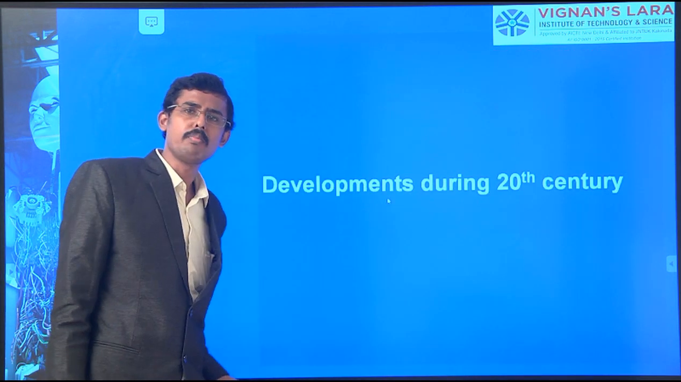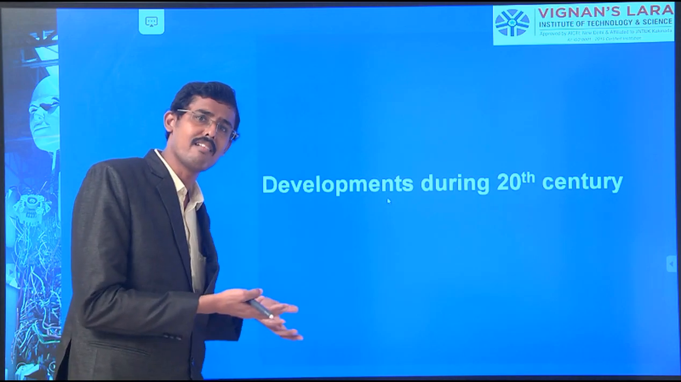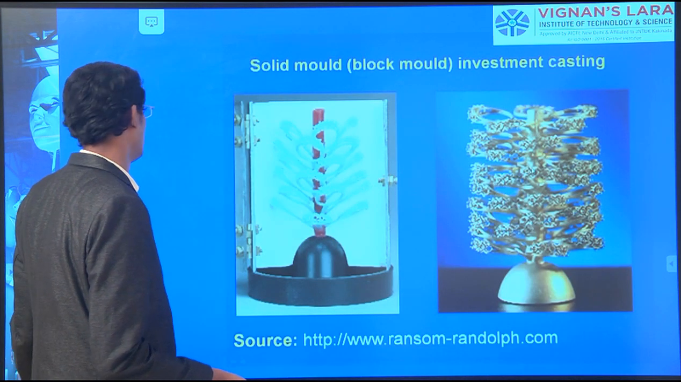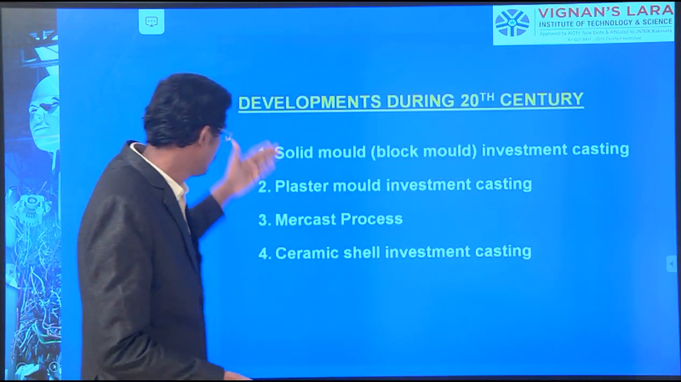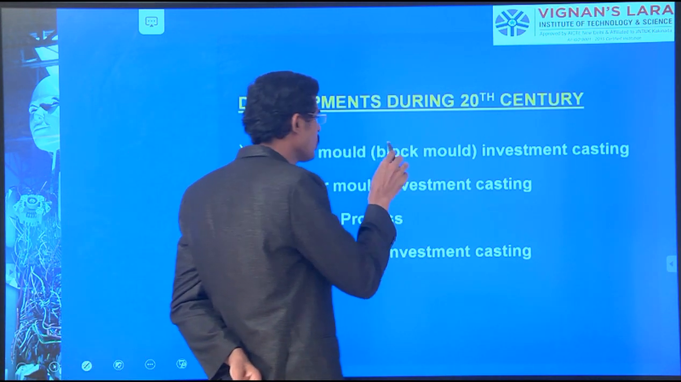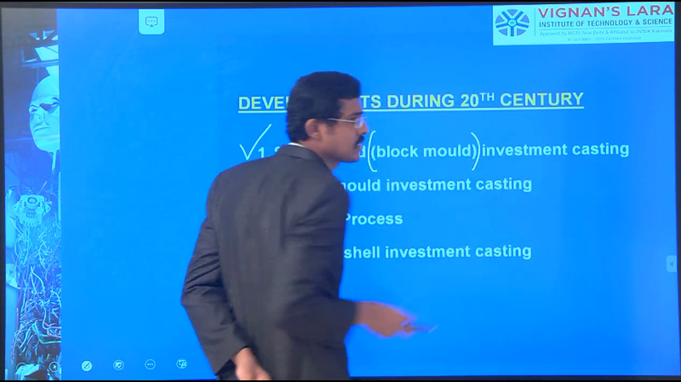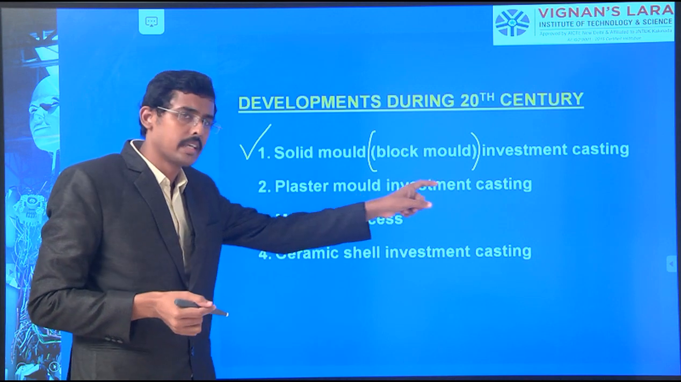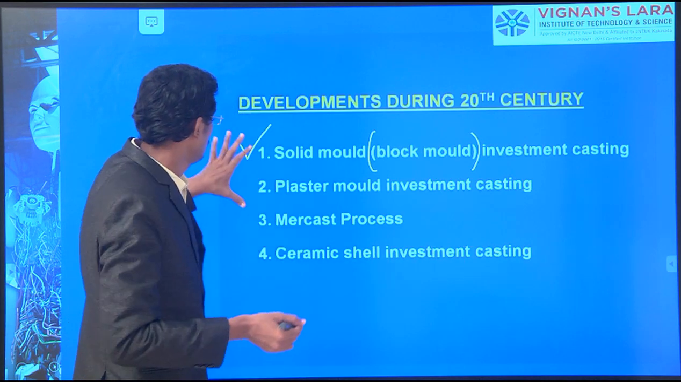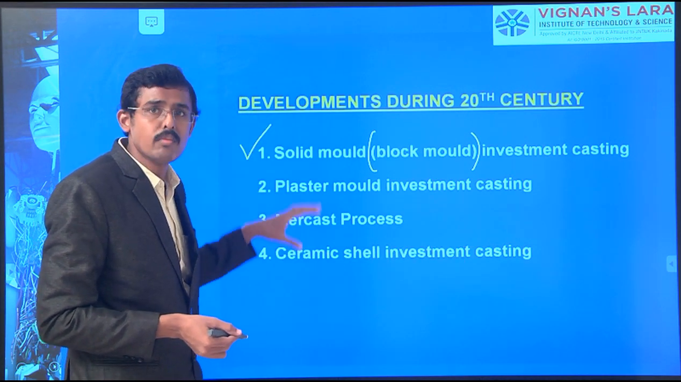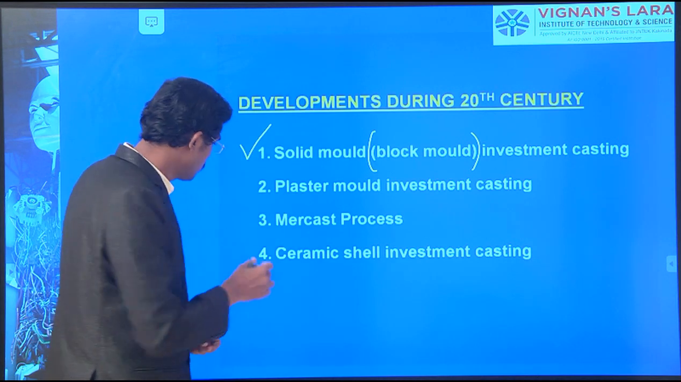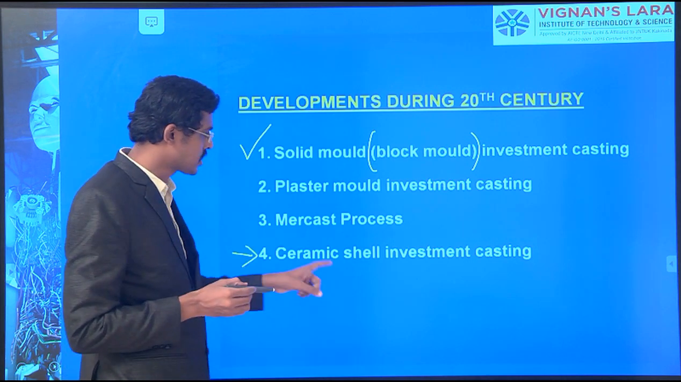Now, in the development of the 20th century, what have they done in recent times? The development during the 20th century was divided into these types of molds: the solid mold, also called the block mold investment casting process, plaster mold investment casting, the Mercast process, and ceramic shell investment casting. So I am dividing this investment casting process into such categories. Finally, we concentrate here on ceramic shell investment casting.